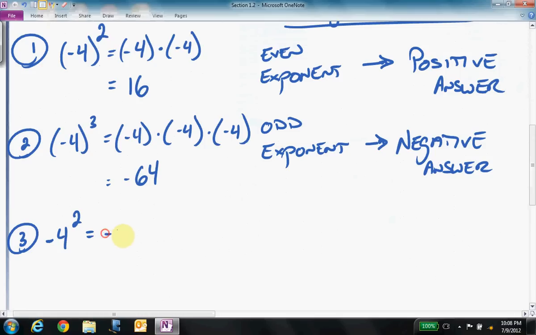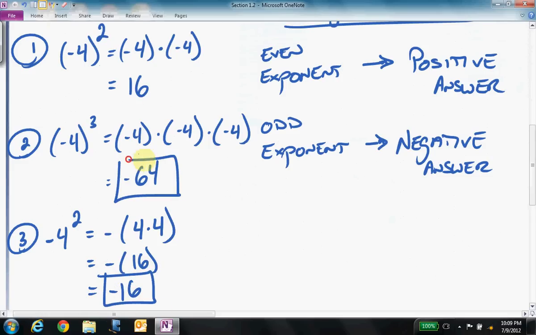Basically what's happening is we need to evaluate the 4 squared prior to applying the negative. So the 4, the base itself, is actually positive, and the negative is on the outside waiting to be applied last. So 4 times 4 is 16. So basically this is saying the opposite of 16, we know, is negative 16. So that is the big difference between number 1 and number 3.